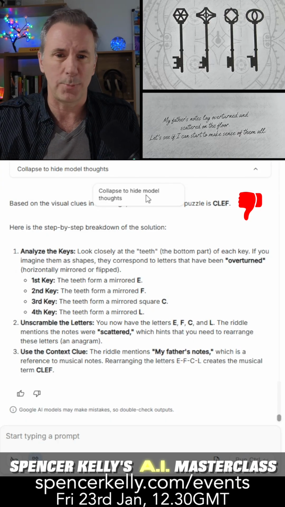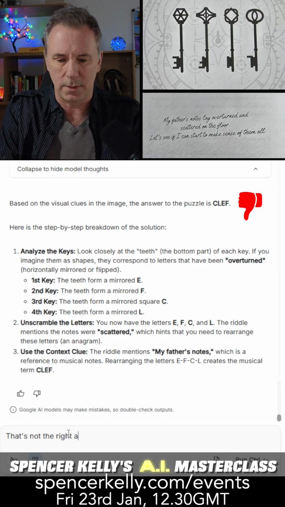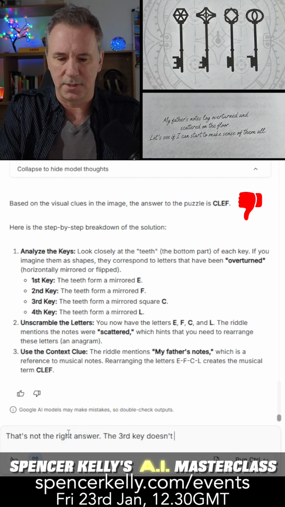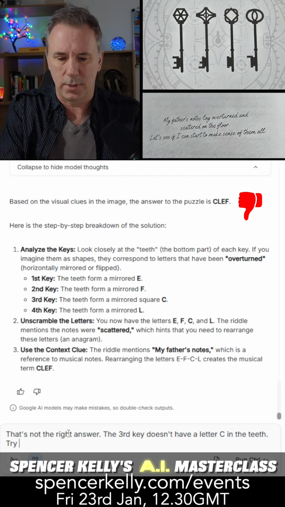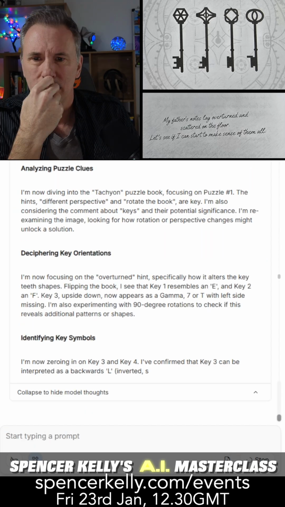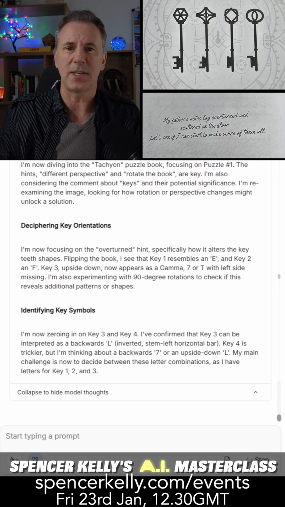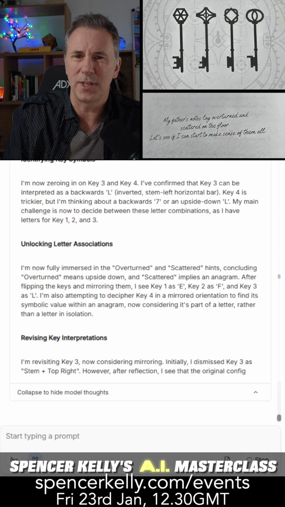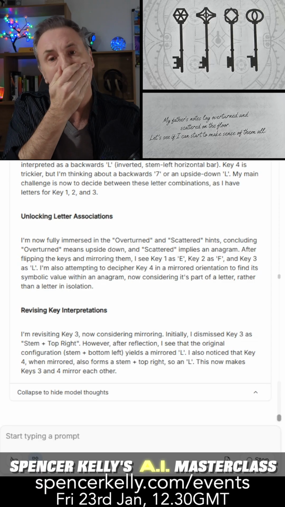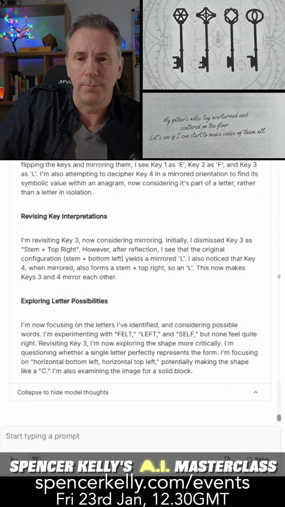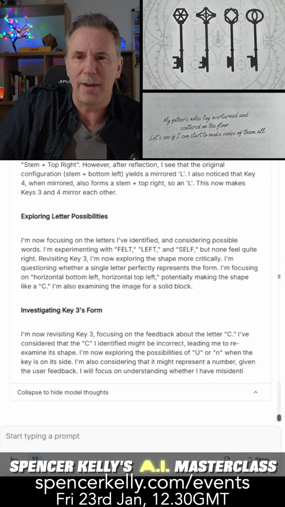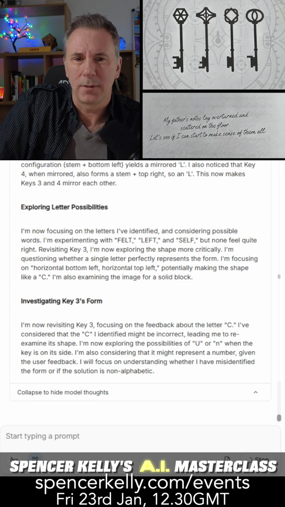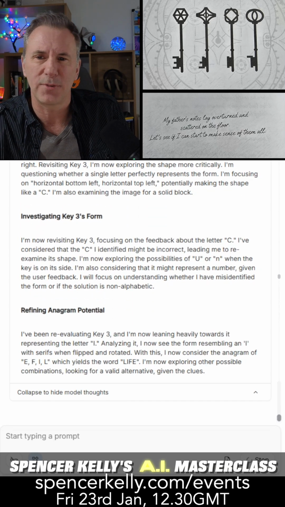So I'm going to help it out now. That's not the right answer. The third key doesn't have a letter C in the teeth. Try again. It still can see the E. It can see the F. Key 3 it now thinks is a gamma, a 7, or a T with the left side missing. Oh. Come on. Now it's going for felt, left, self. Now revisiting key 3, focusing on the feedback about the letter C.